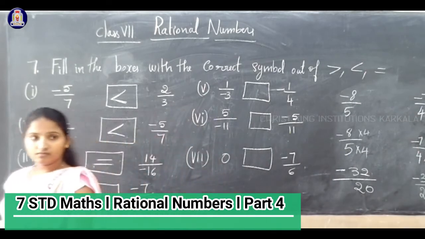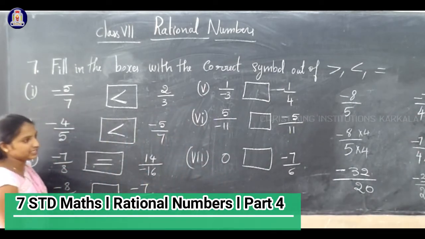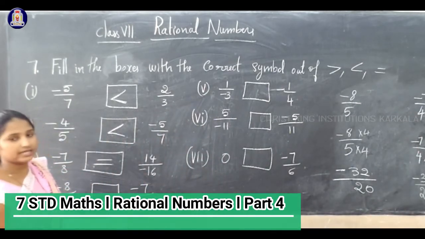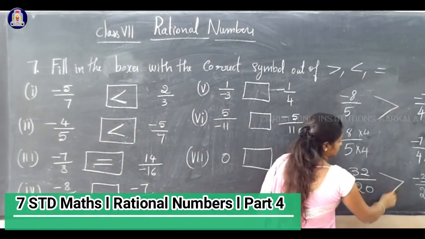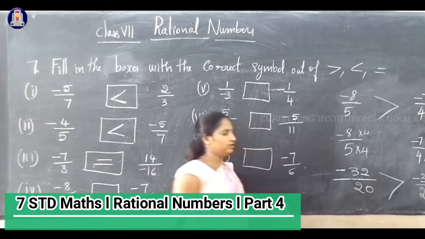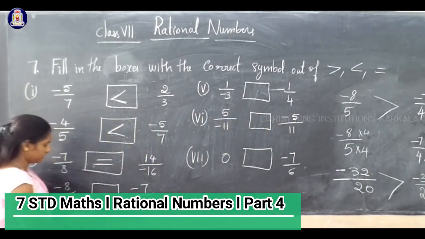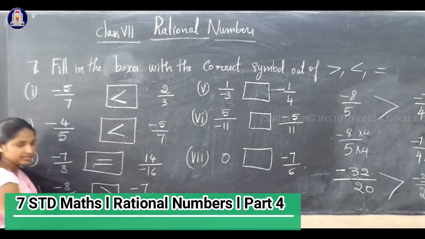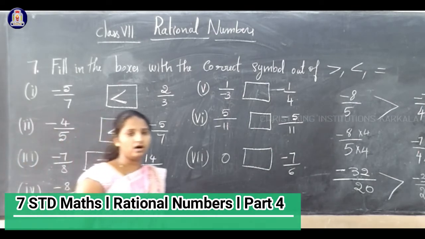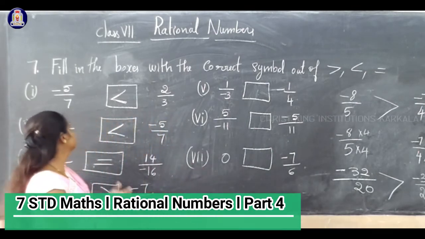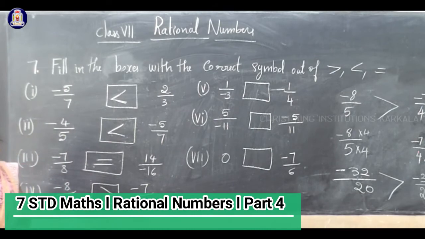Therefore, minus 8 by 5 is greater than minus 7 by 4, because this is greater now. Clear? So this is the answer. Understood how we can identify which rational number is greater and which is smaller.